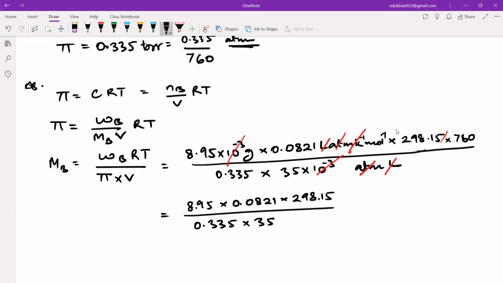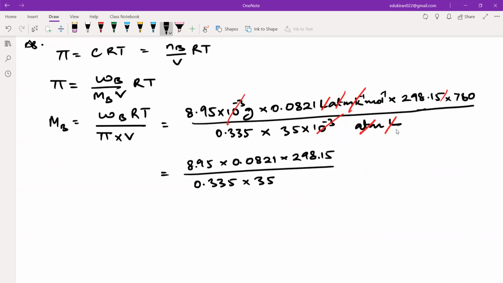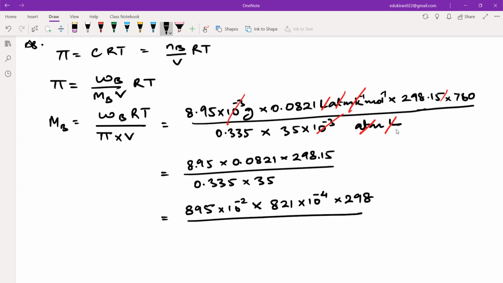Now for solving this, don't just start solving it with decimal points. Never solve with decimal points. How will you solve this? You will solve it as 895 into 10 to the power minus 2 into 821 into 10 to the power minus 4, 1, 2, 3, 4. Into, you can keep it as 298. I don't think it will make much difference if you keep it 298. Divided by 0.335, this will be 335 into 10 to the power minus 3 into 35.